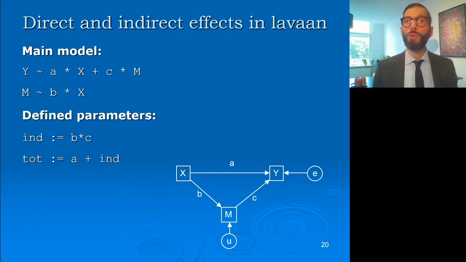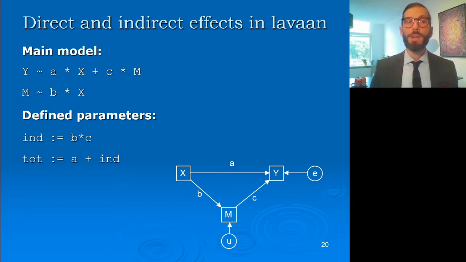Now, let me introduce you to the syntax in lavaan that allows us to define these parameters. You see here the main model and some syntax for the defined parameters. The main model uses syntax that you're already familiar with. We use the tilde to define a regression equation. But one thing has been added. Specifically, we now label the regression coefficients. And that label we can later use to define new parameters.